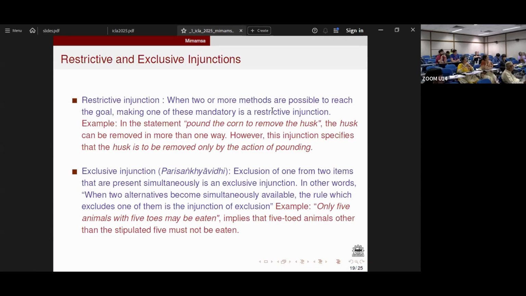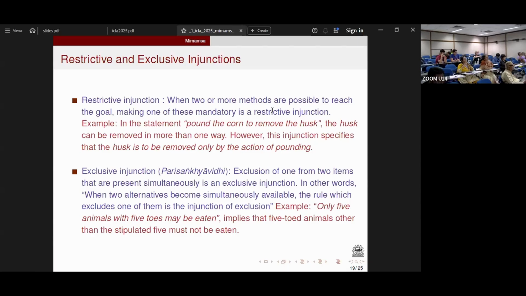All right. So the restrictive injunction. Basically, as I said, when two or more methods are possible to reach the goal, everything is with respect to attaining a final result. So to reach the goal, making one of these mandatory is a restrictive injunction.